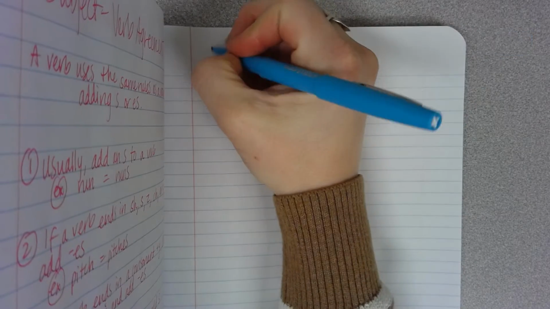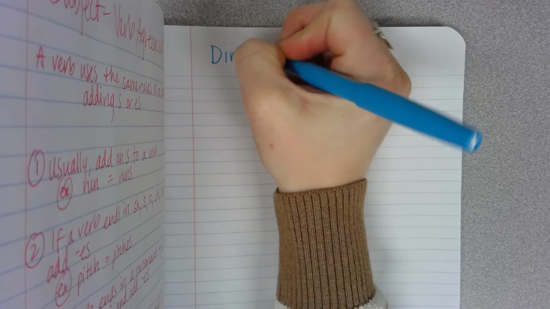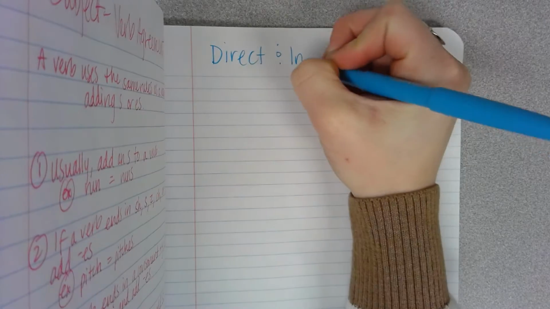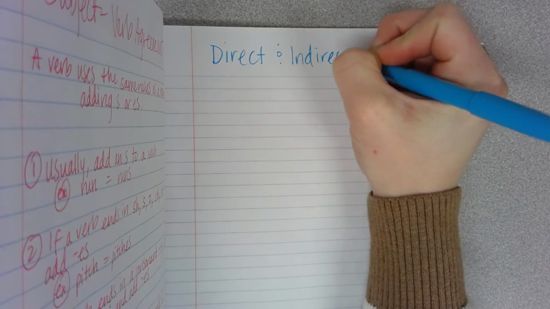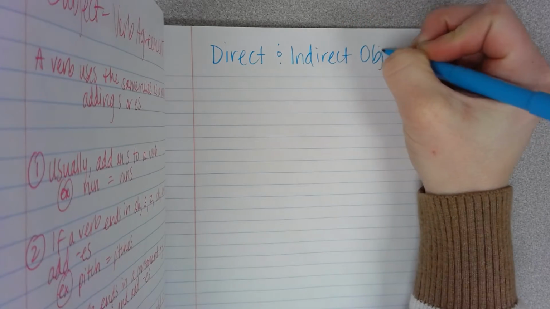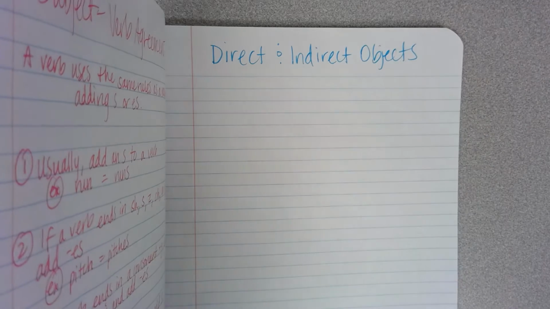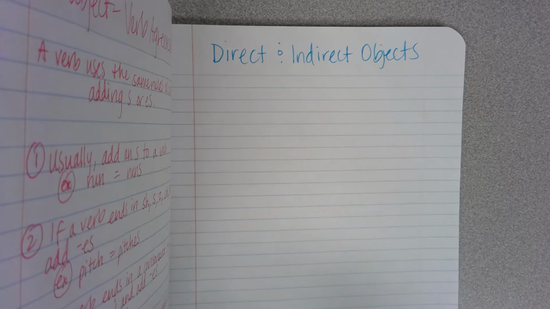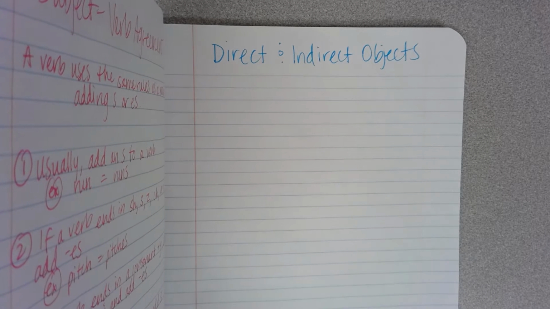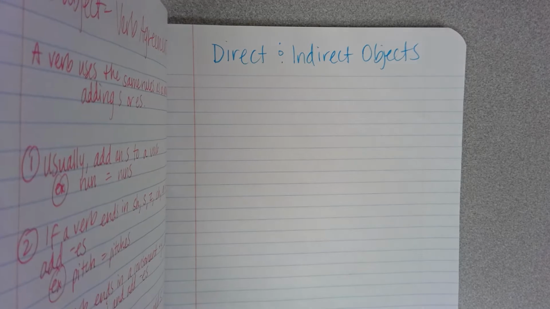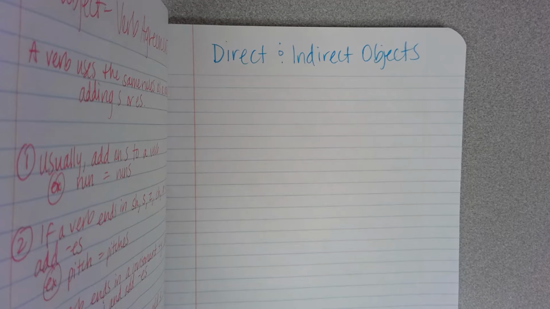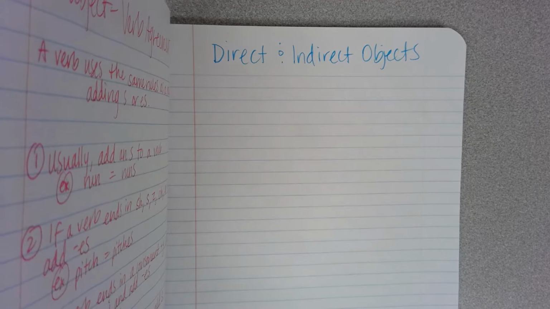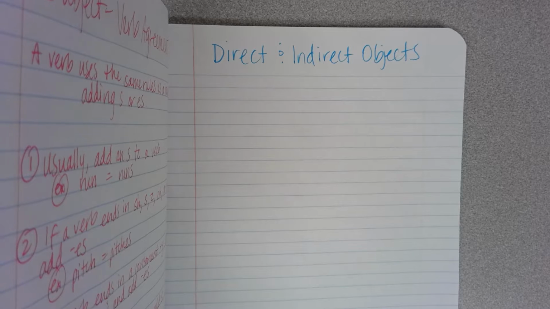All right, in the next available page in your language arts composition notebook, you're going to write the following title: Direct and Indirect Objects. We did touch on this a little bit in our last unit when we were working with pronouns, subject and object pronouns. But here's where we're really going to get in depth with it. So it'll hopefully make a little bit more sense to you now than it did earlier.